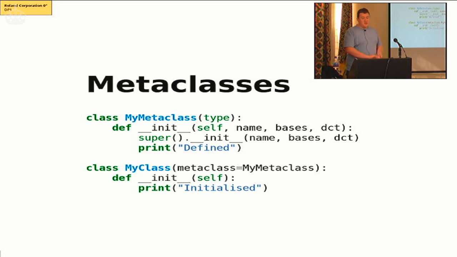The way it normally works is that you would define a base class at the bottom, so my class, and then it would use a custom metaclass, which is defined at the top. A Python class has an init method. That is what happens when your class is instantiated. And a metaclass has an init method as well. And that's what happens when your class is defined.